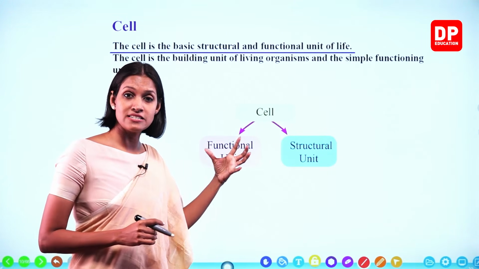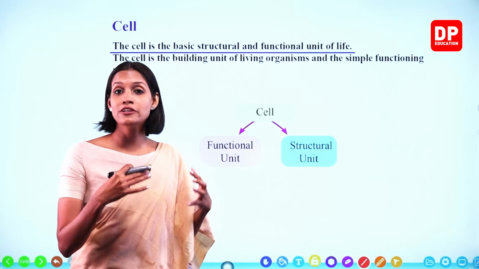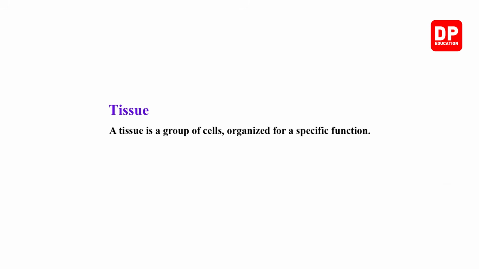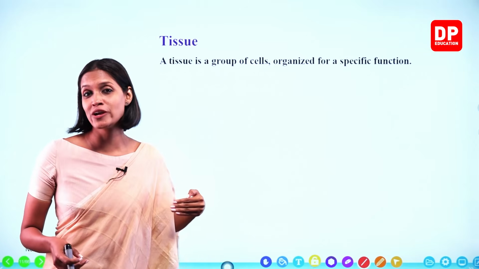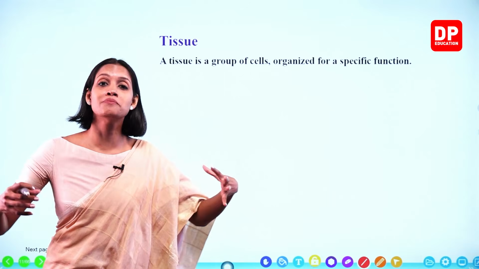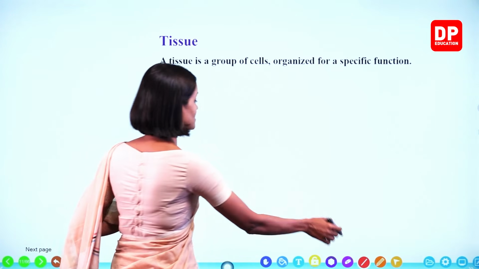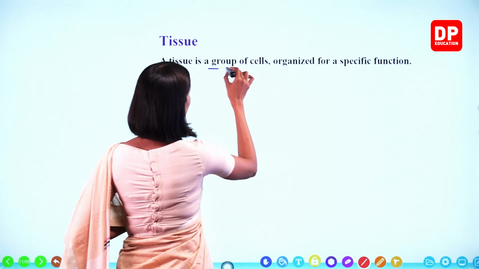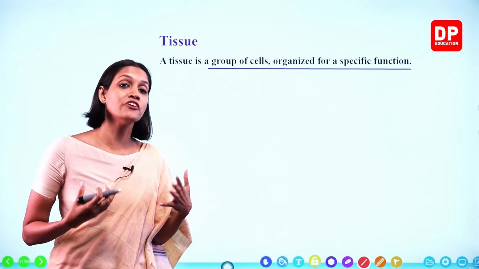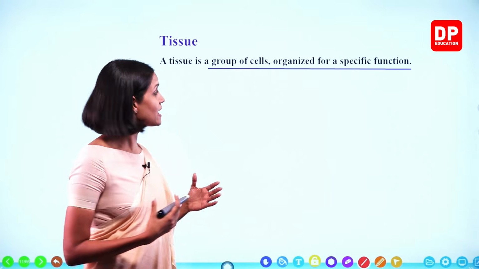What is the next level, children? After cells? Cells combine to make a tissue, right? Tissue is the next level of organization. A tissue is a group of cells organized for a specific function. Even earlier, during the flow chart, I explained that a specific tissue is made by combining a group of cells. Right? It has a certain job to do.